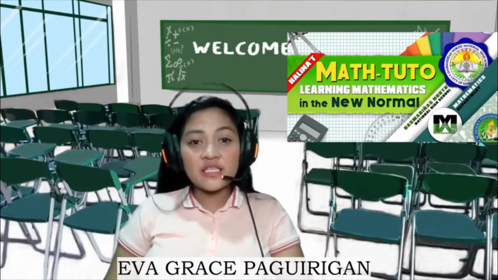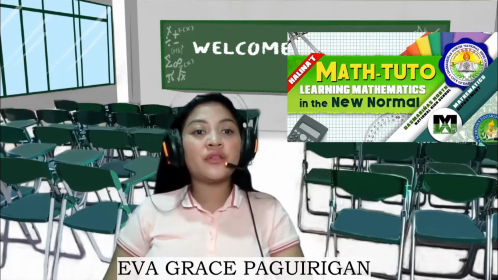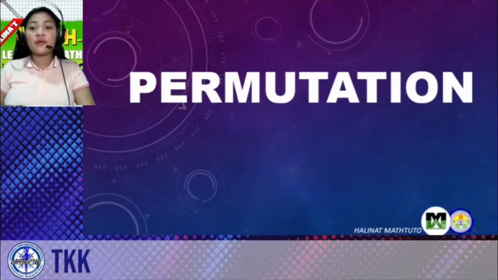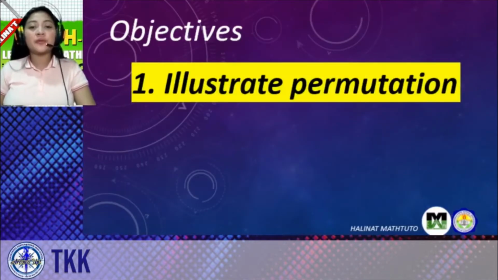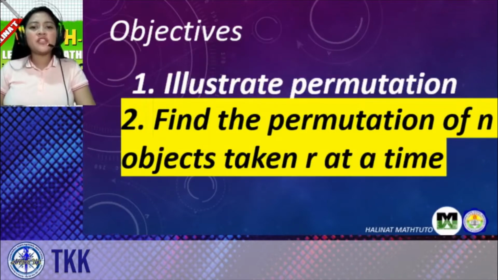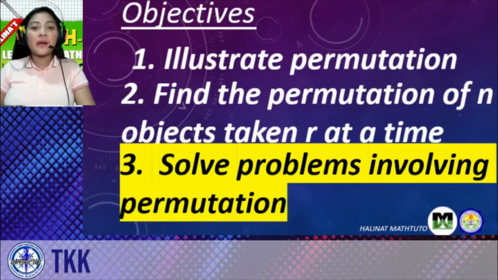Our topic in this video is about permutation. And the objectives of this video are the following. Illustrate permutation. Find the permutation of n objects taken r at a time, and solve problems involving permutation.